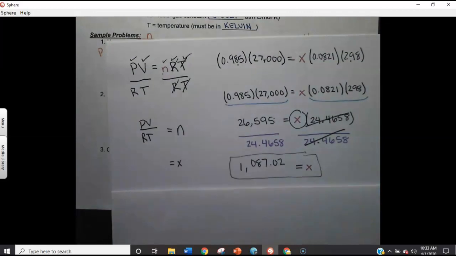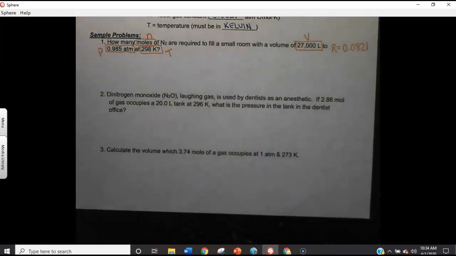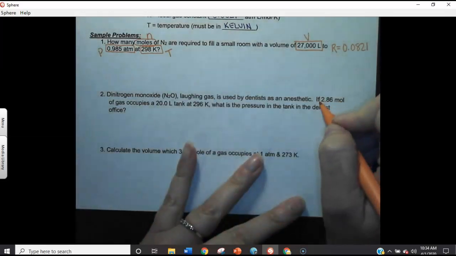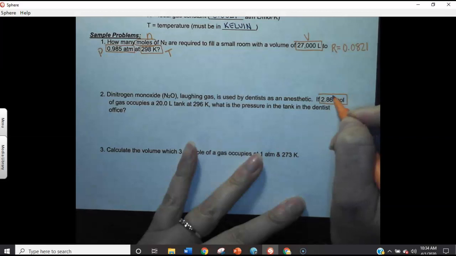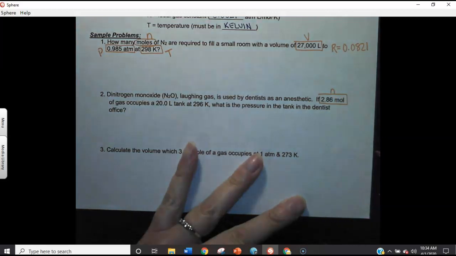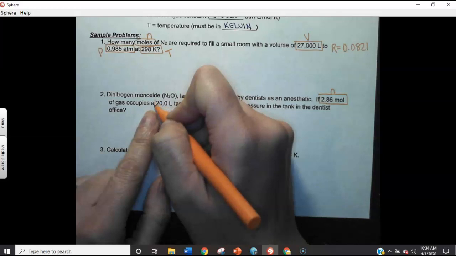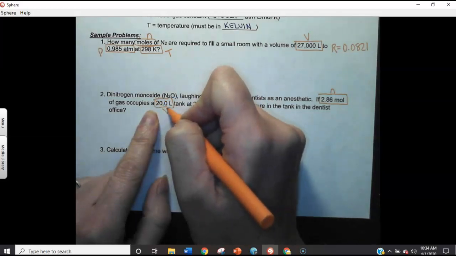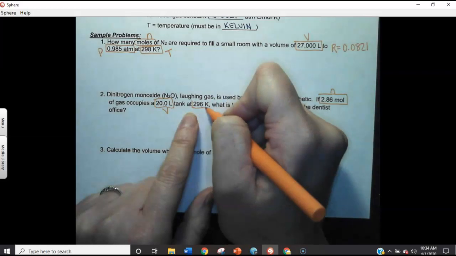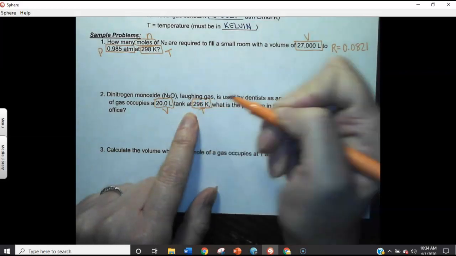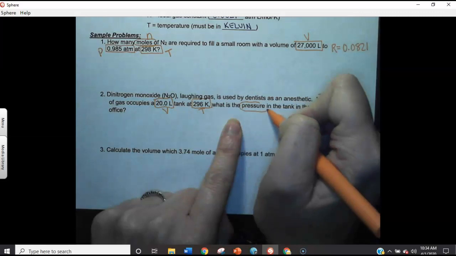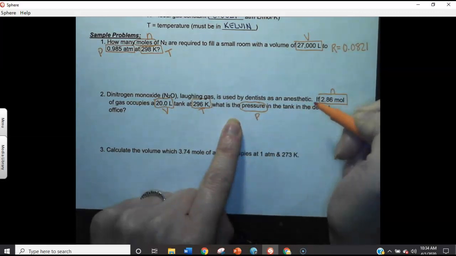Okay, let's take a look at number 2. Dinitrogen monoxide, N2O, is laughing gas, and it's used by dentists as an anesthetic. So I see a number. Here's a given. I'm going to box it. 2.86 moles, which I know gets the letter N in my equation, of a gas occupies a 20-liter tank. Liters means volume. At 296 Kelvin. Kelvin is a temperature. What pressure in the tank, or is the tank in the dentist's office, it should say.